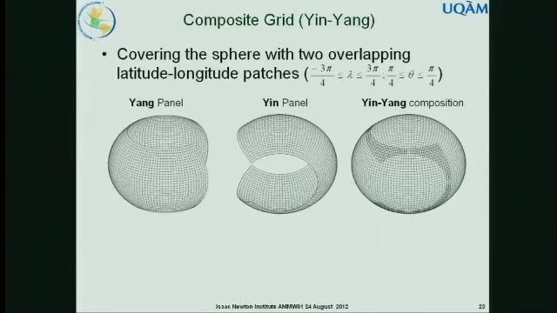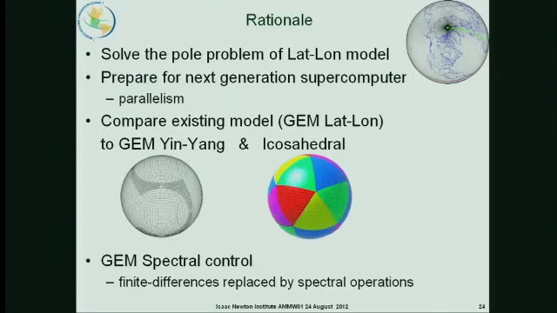So these are two rectangular patches glued together, and they cover the sphere and they can overlap. Recently we had a paper making a comparison between the lat-long and the yin-yang, and at the same time, since we are developing an icosahedral model, we also compared with it. For the control, we just reintroduced the spectral operator into the model, at least for the barotropic model, it was easy, so that all the finite differences are replaced by spectral operations. We use that as our control, so it has everything except the horizontal discretization.